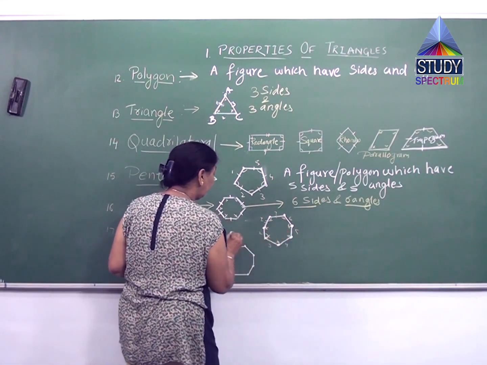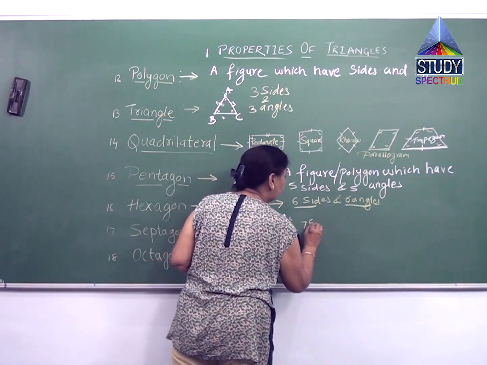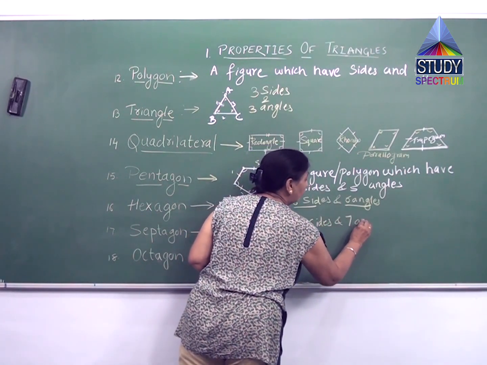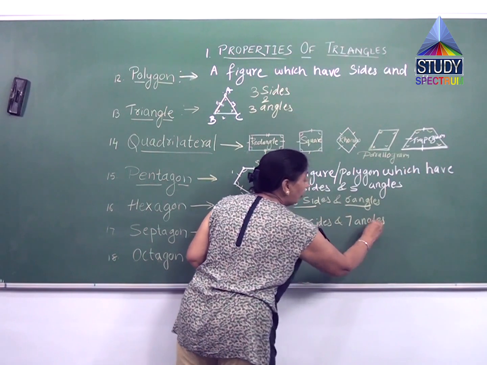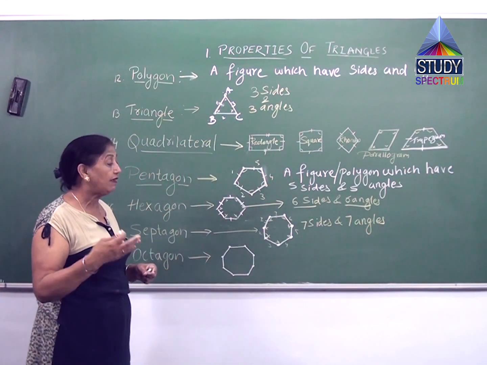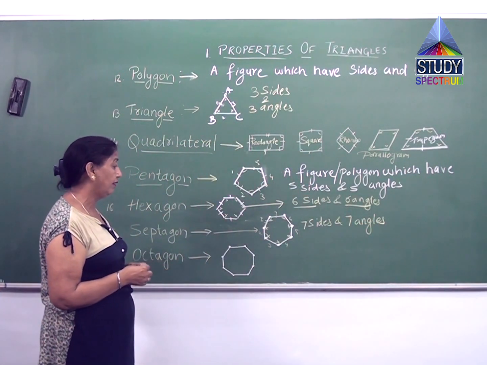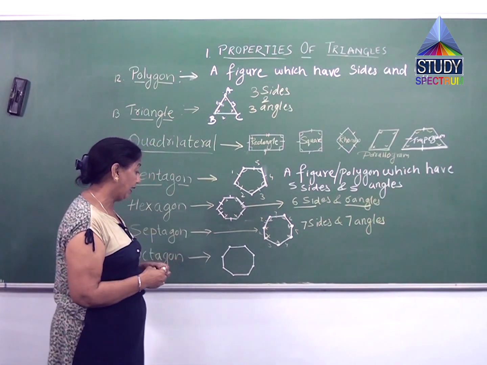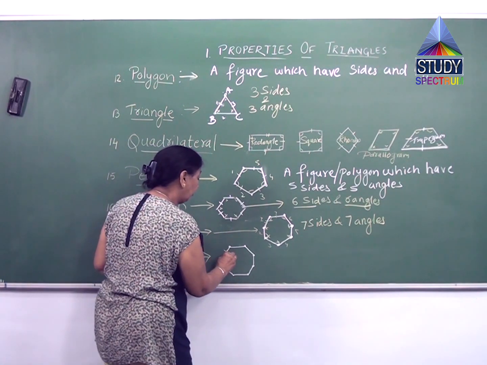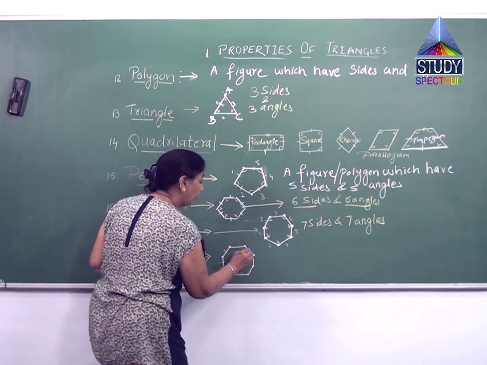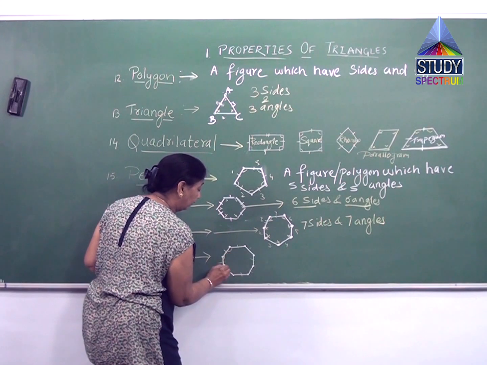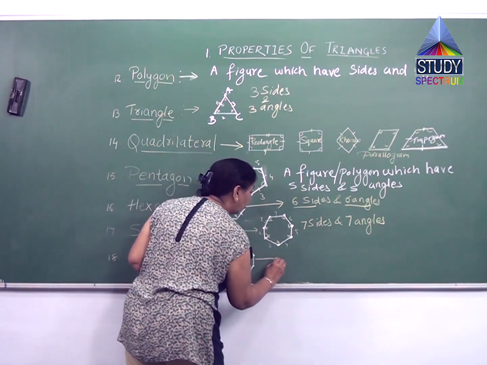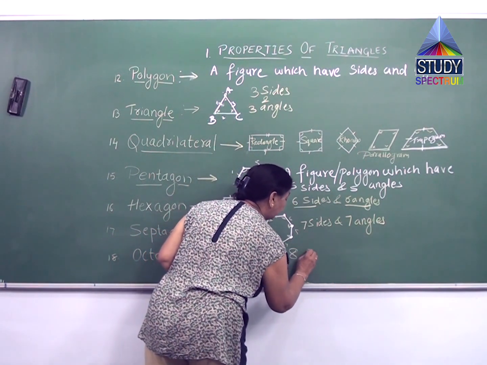So what does it indicate? 7 sides and 7 angles. So what is a septagon? A figure or a polygon which has 7 sides and 7 angles. Same way, a figure which has 8 sides and 8 angles. So here it's a figure which has 8 sides and how many? 8 angles. So a polygon with 8 sides and 8 angles is known as an octagon.